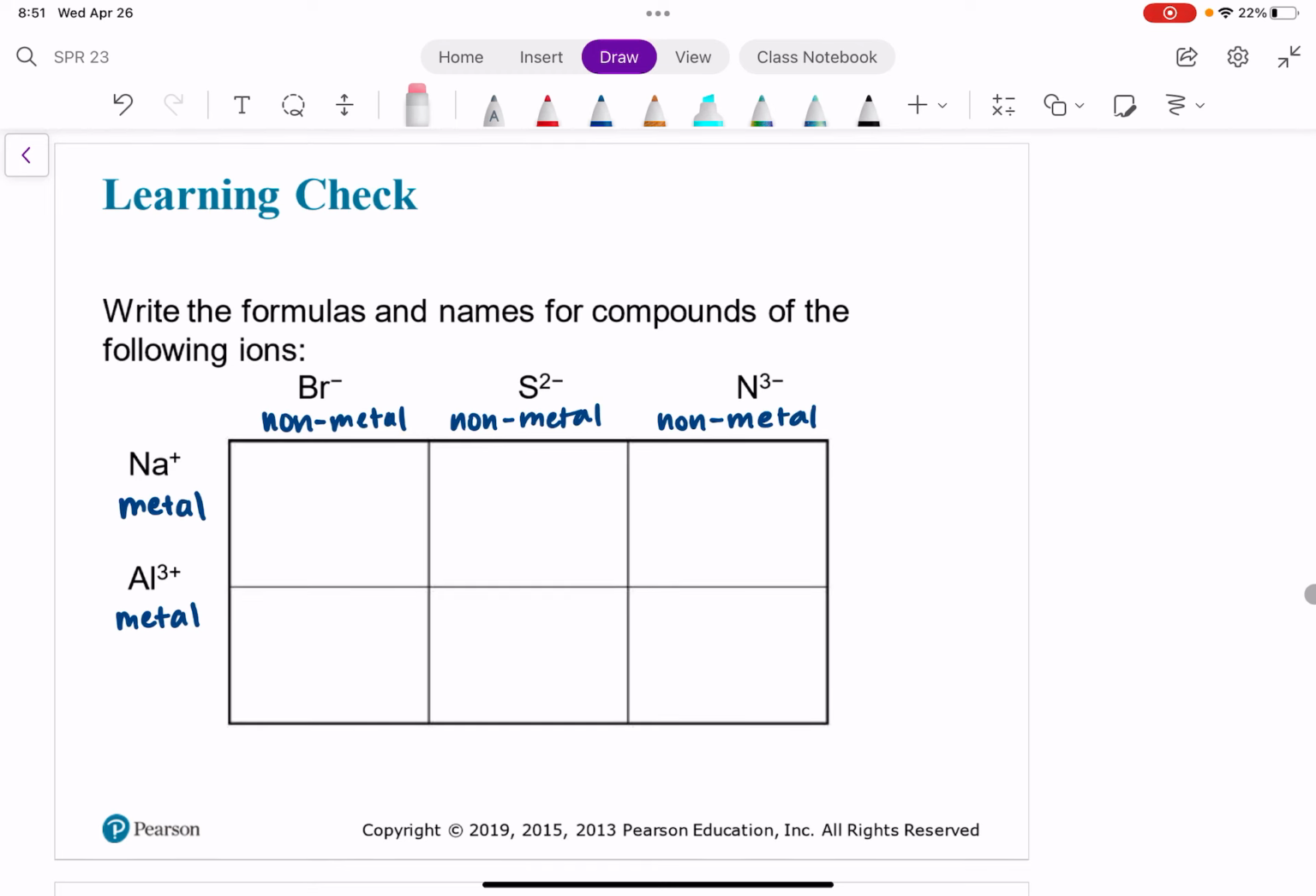Okay, so Na comes first. So what's the name of Na? Sodium. Do I have to put sodide? No, because it's the positive one, right? We don't change the metal. We don't change the positive ion. So it's just sodium.